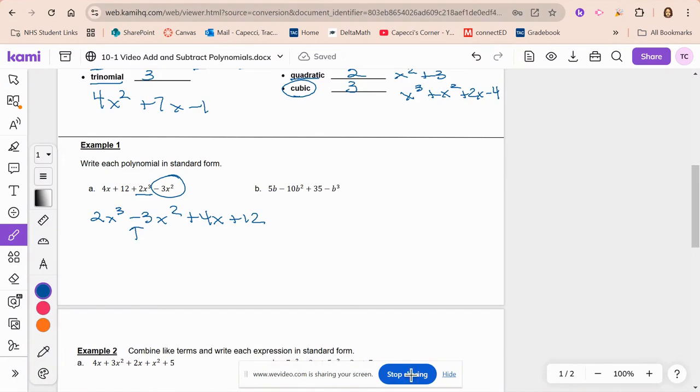All right, let's take a look at the next one. First, I have negative b to the third. Again, that sign in front is attached to the variable, so that has to go with it. Then we have negative 10b to the second plus 5b plus 35, and that is in standard form.